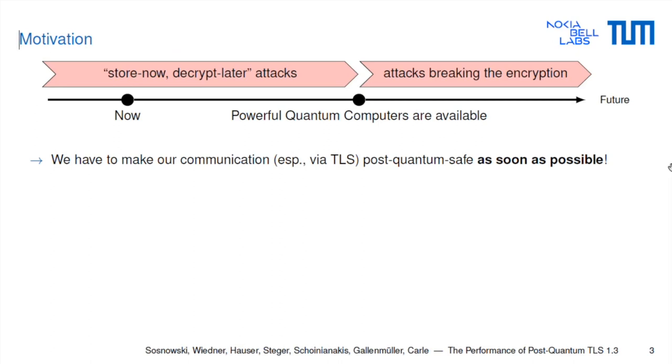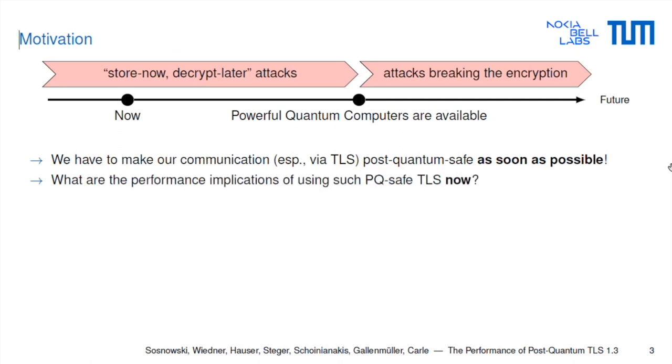And we asked ourselves, what happens if we do so? What are the performance implications? This is also the reason why we collaborated with Nokia, because they asked the same questions themselves. What happens if they apply these novel algorithms in their networks?